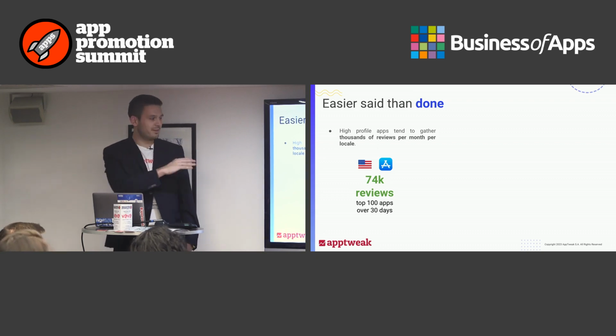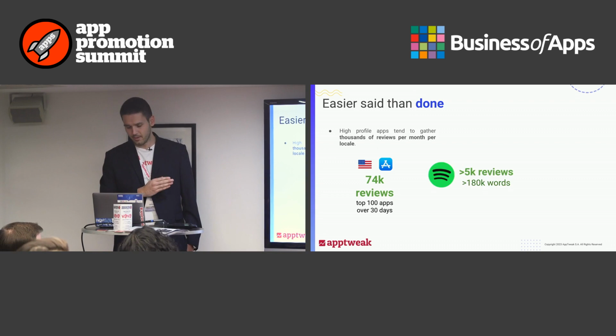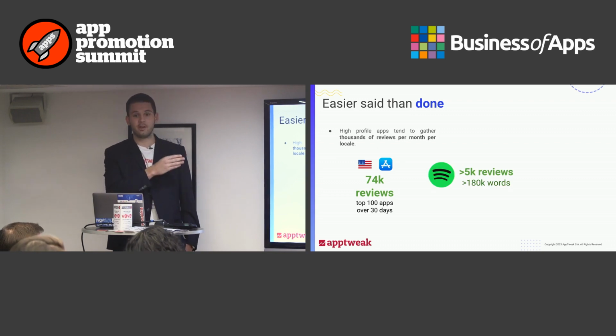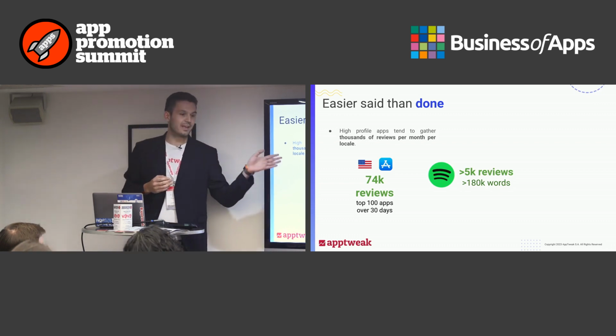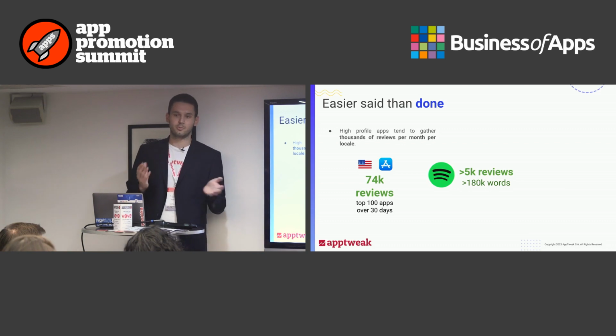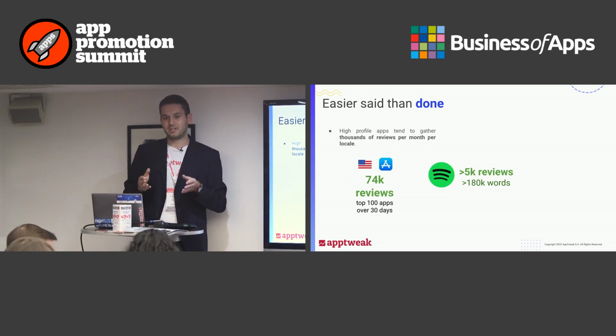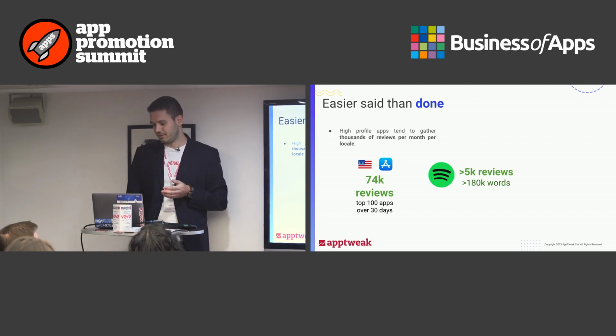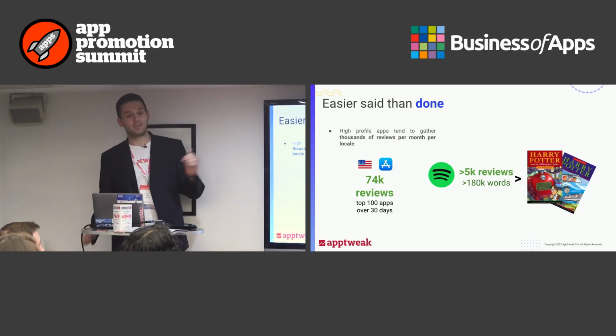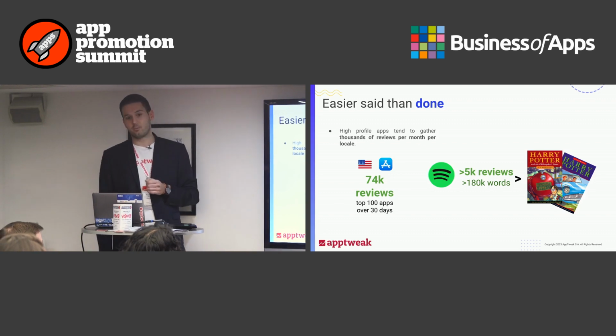But let's go a bit deeper into this number, and let's talk about Spotify. Spotify is the app in the last 30 days in the US that gathered the most reviews. They got 5,000 reviews. But there's still 180,000 words. And if you want to put that into perspective, I think since we're here, we don't have a better way to put things into perspective than using Harry Potter. And 180,000 words is more than the 2 first Harry Potter books and some. So this really means that every month you get books and books worth of reviews.